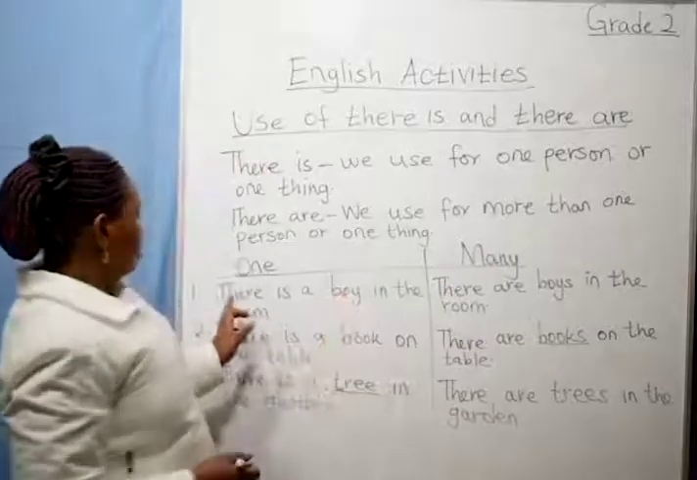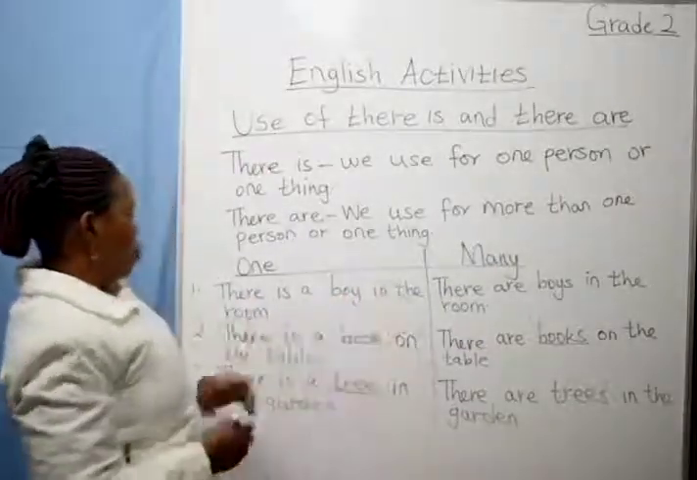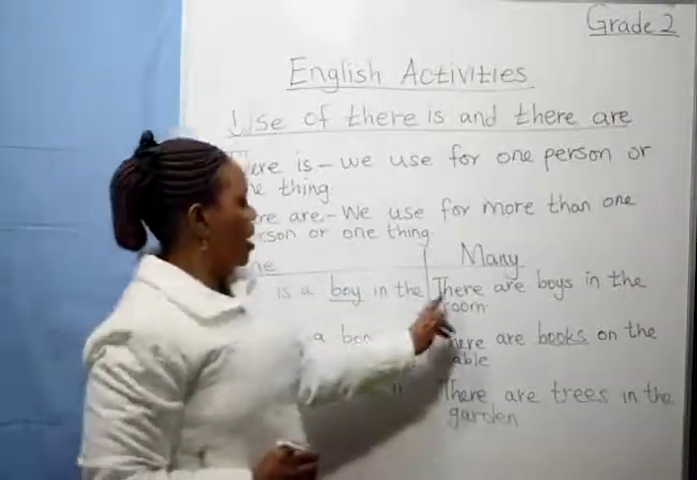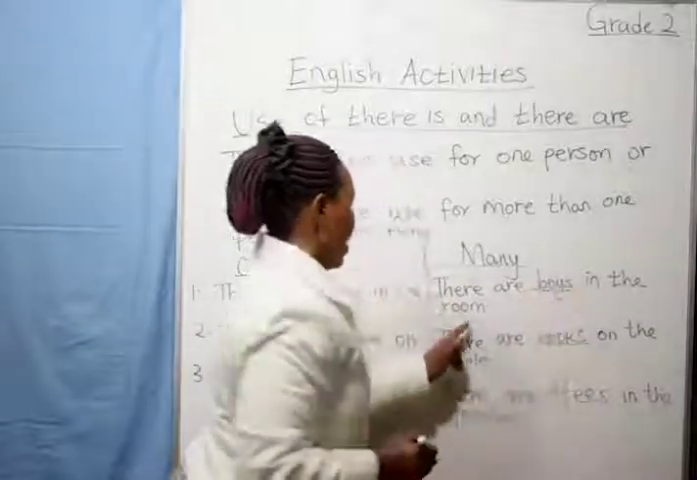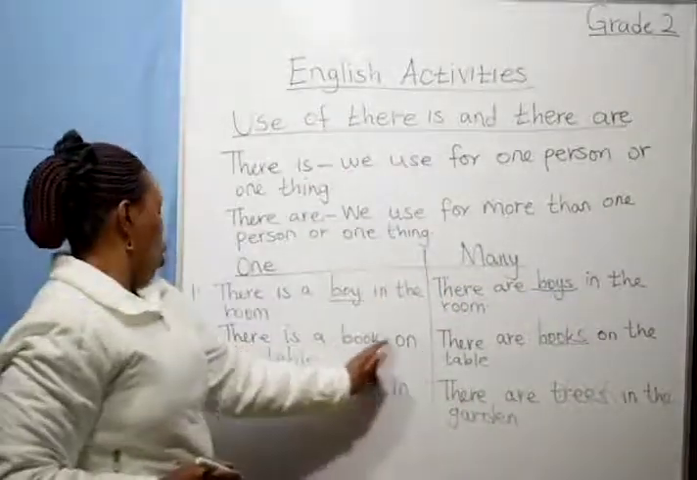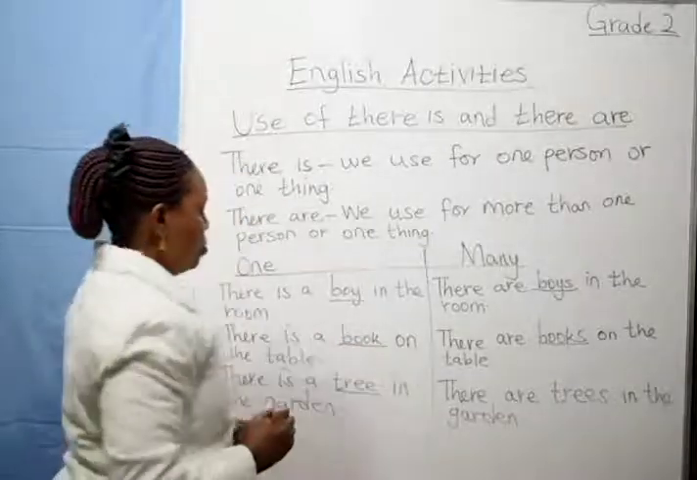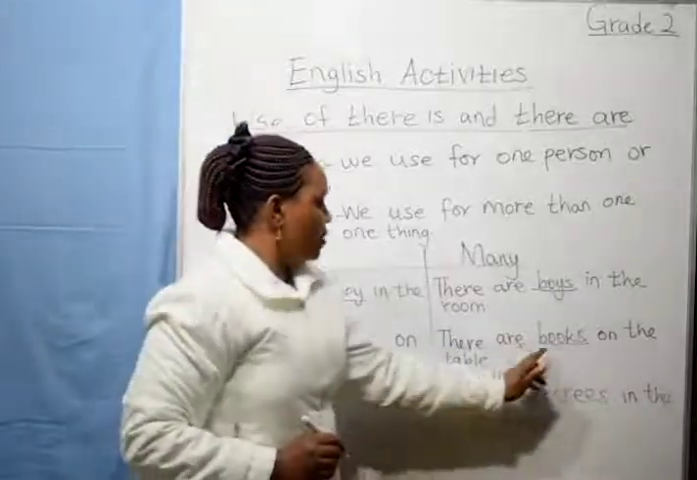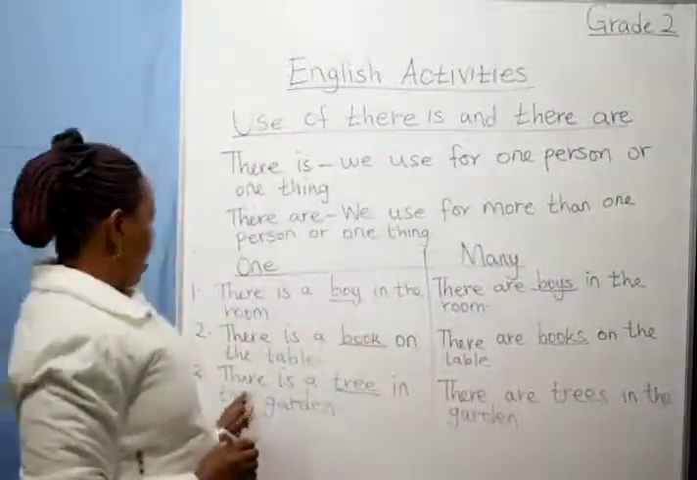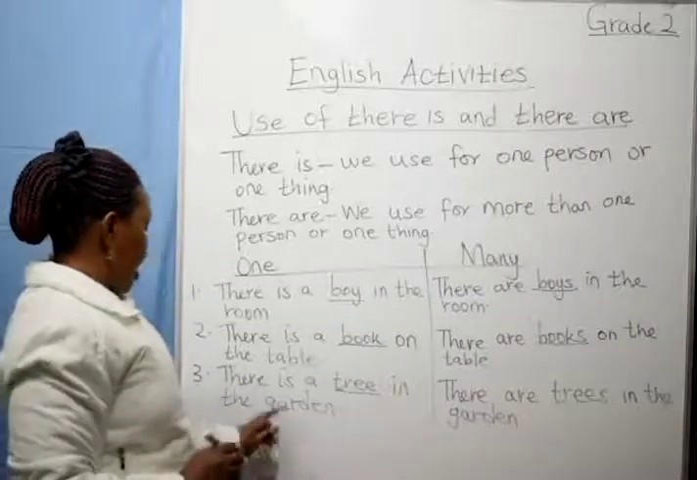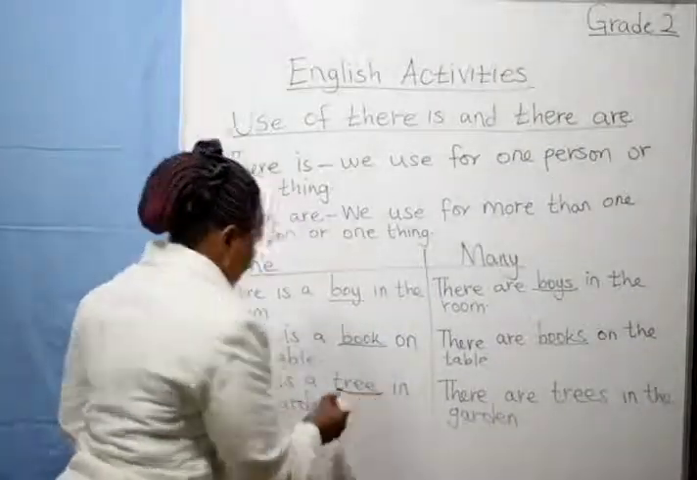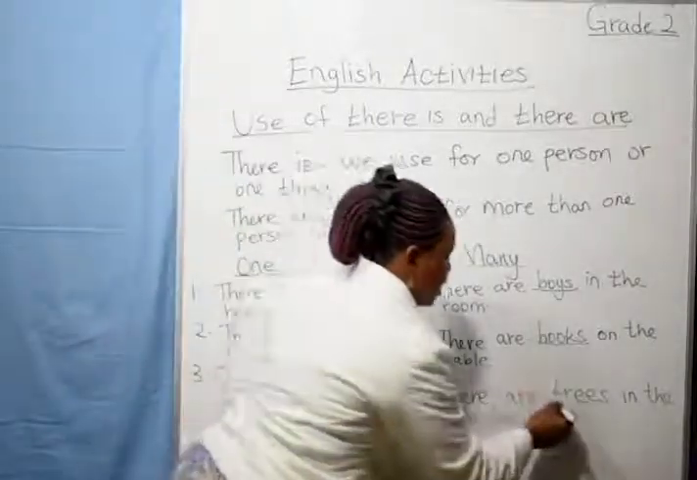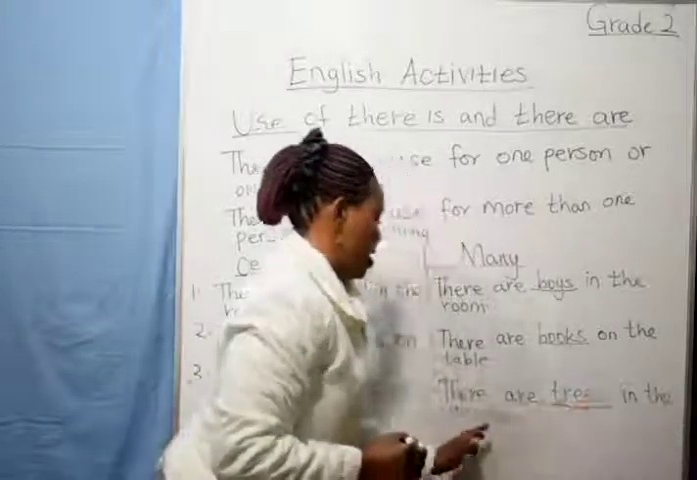For example, there is a boy in the room. We are talking about only one boy, so you use there is. When there are many, you say there are boys in the room. There is a book on the table. We are talking about only one book, so you use there is. When there are many, you say there are books on the table. We have there is a tree in the garden. We are talking about one tree. When there are many, you say there are trees in the garden.